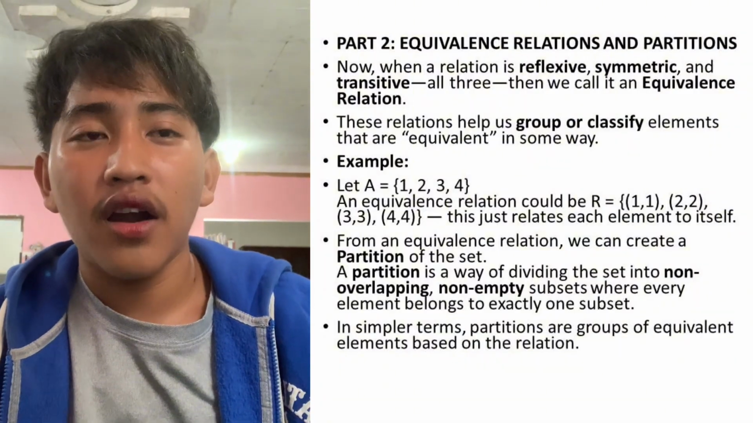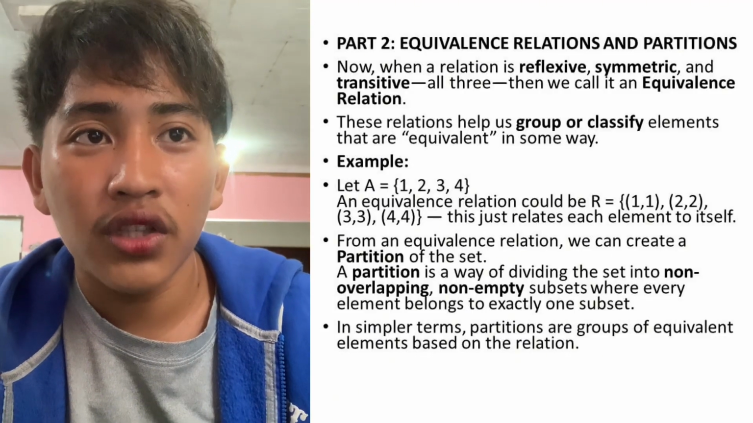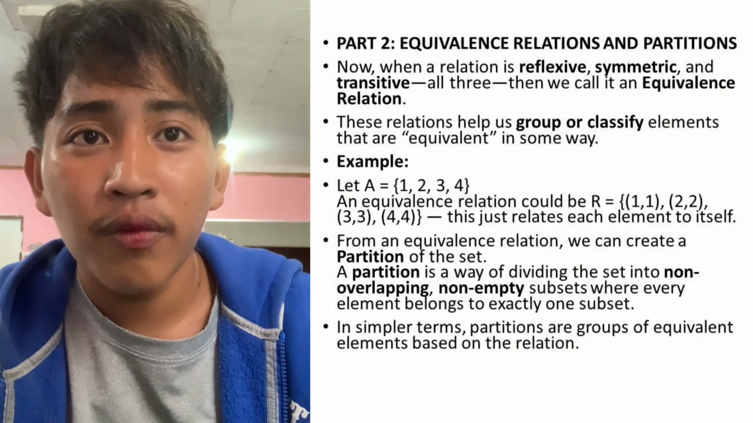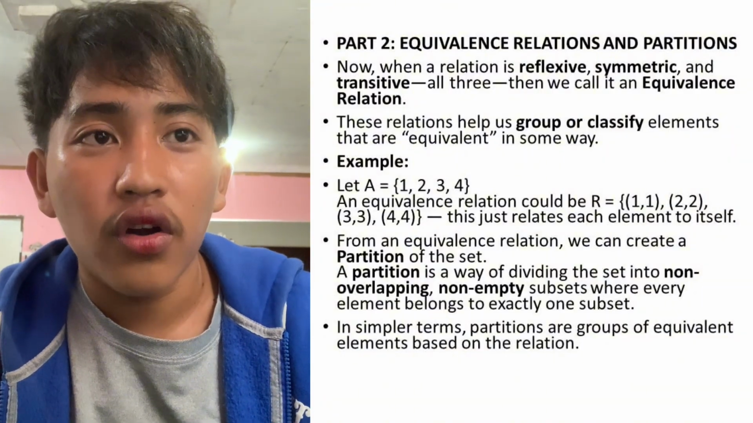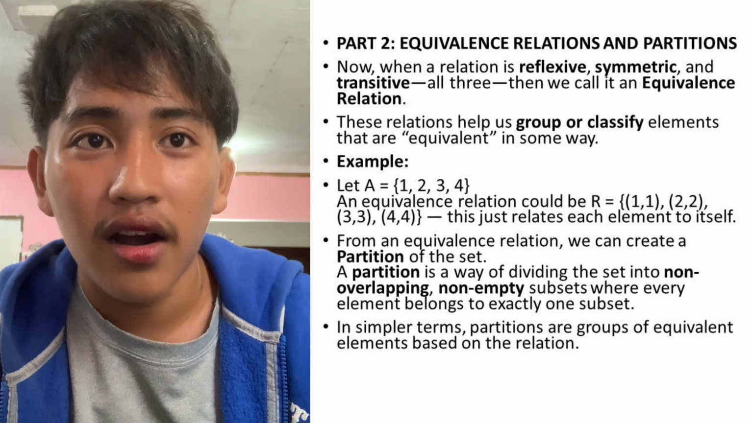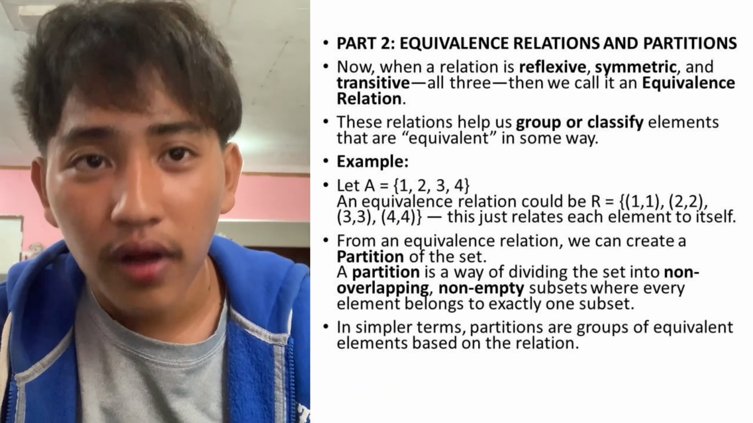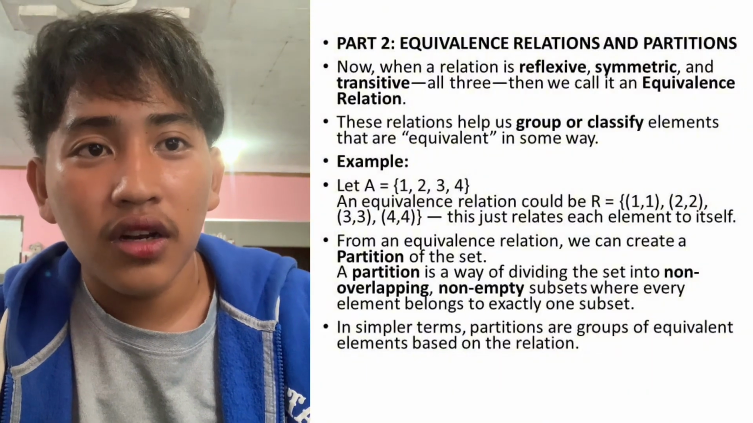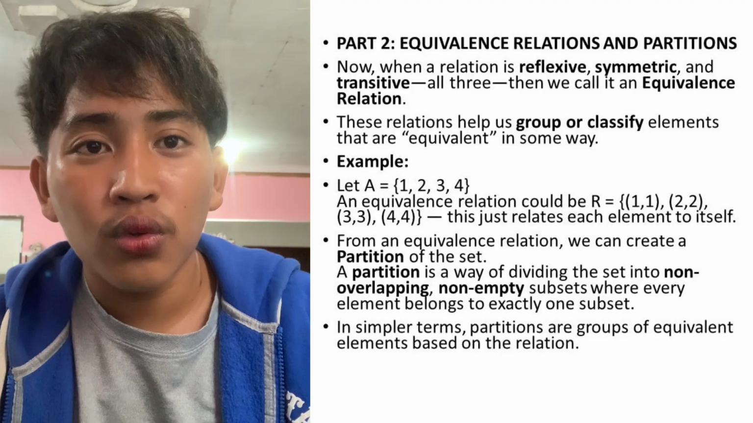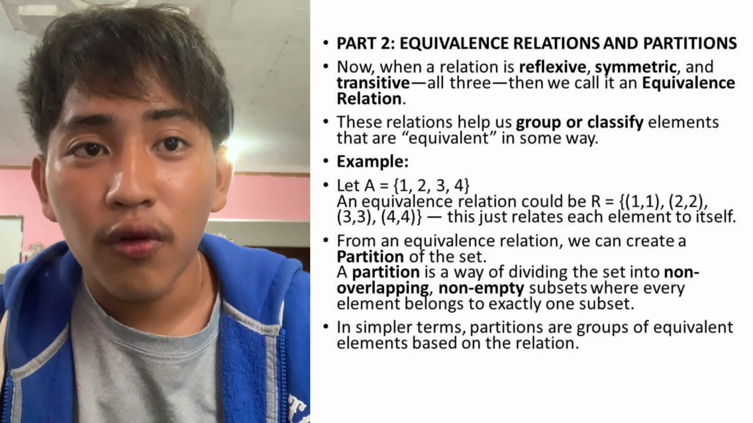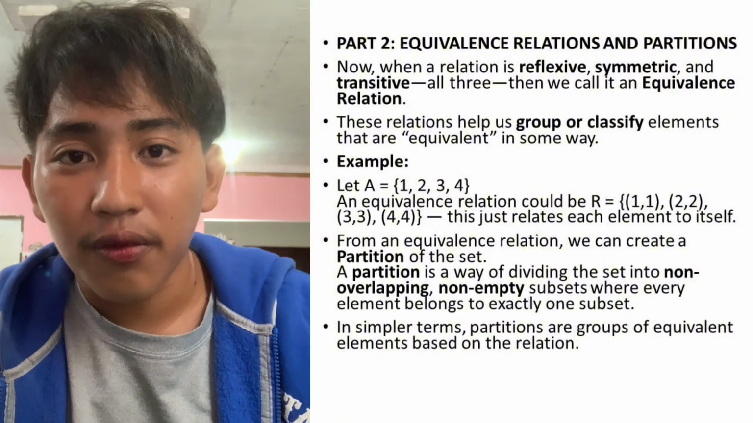Part 2: Equivalence relation and partition. When R is reflexive, symmetric, and transitive, all three, then we call it an equivalence relation. This relation helps us group or classify elements that are equivalent in some way. Example, let A = {1, 2, 3, 4, 5} and an equivalence relation could be R = {(1,1), (2,2), (3,3), (4,4)}. This just relates each element to itself.